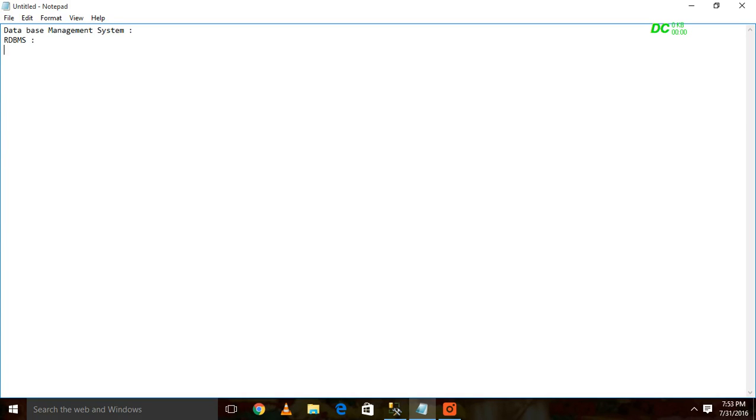Okay, so in this RDBMS category, there are a lot of relational database management systems. Microsoft has provided SQL Server. Oracle has their Oracle database. IBM has their IBM DB2.